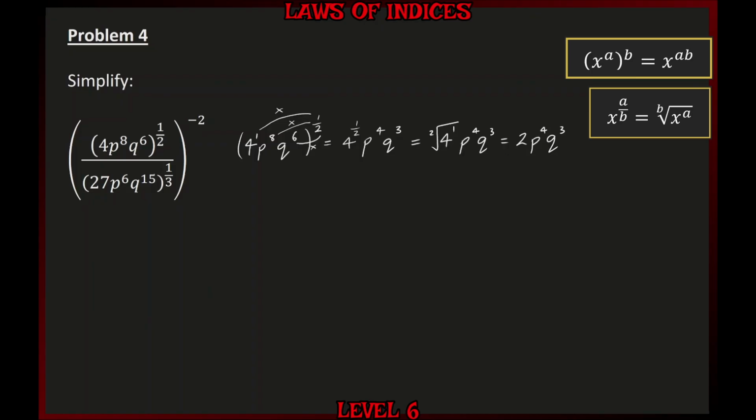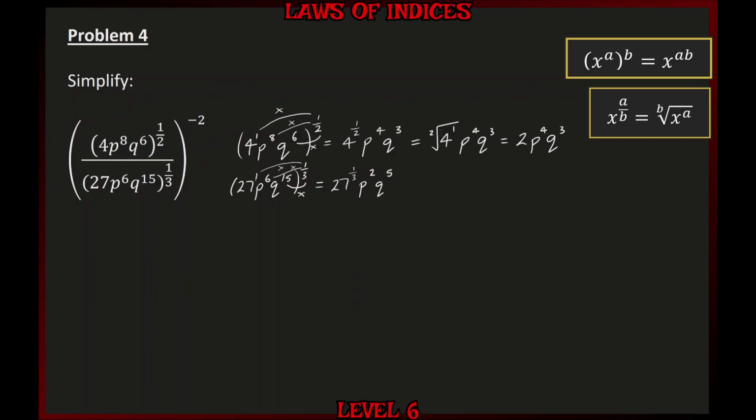Moving on to the denominator, we can do this in a very similar way. (27p^6 q^15) raised to the power of a third can be simplified by multiplying the powers together. So starting with 1 times a third, we have 27 to the power of a third. 6 times a third becomes p to the power of 2, and 15 times a third gives us q to the power of 5.